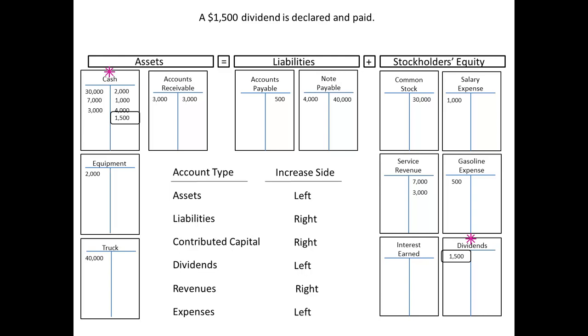We have $1,500 on the left of the dividends account page and $1,500 on the right of the cash page. The equation is in balance.